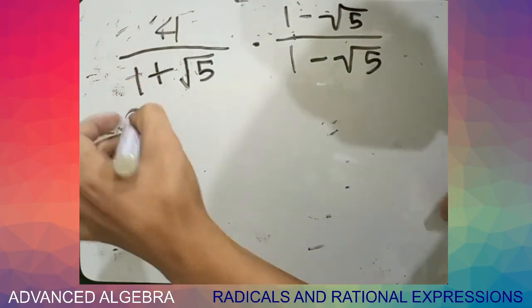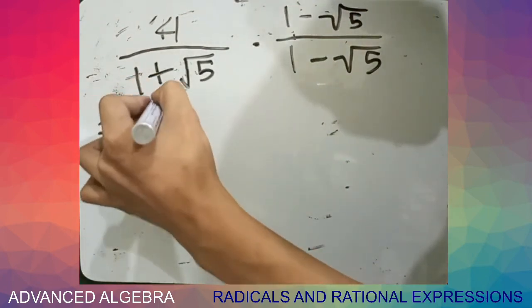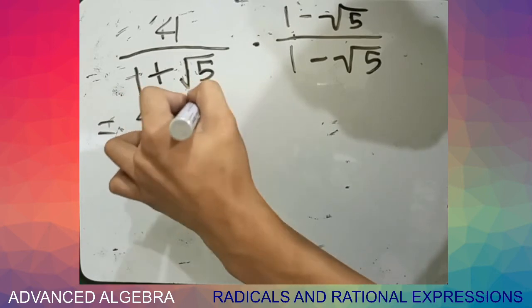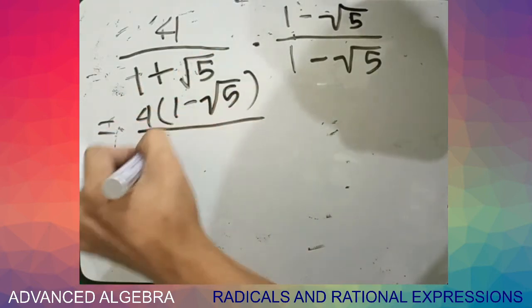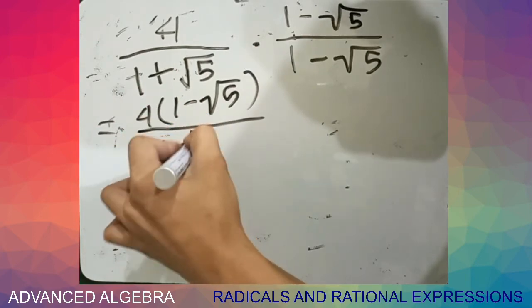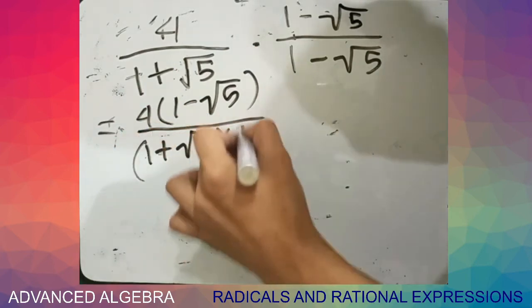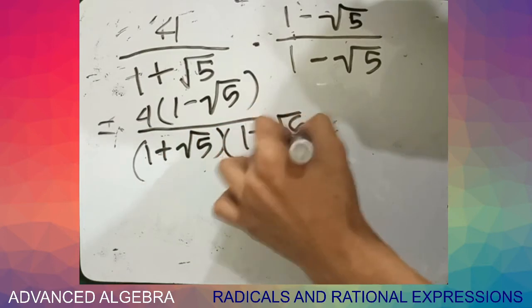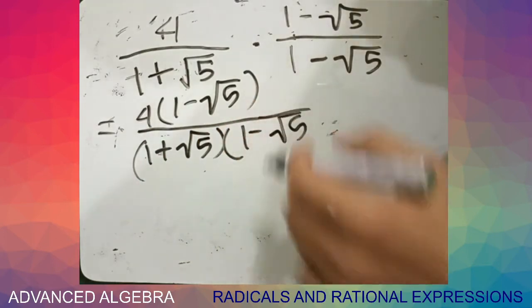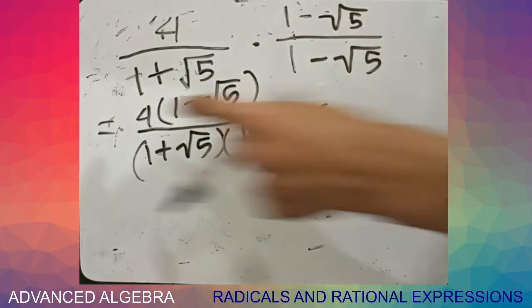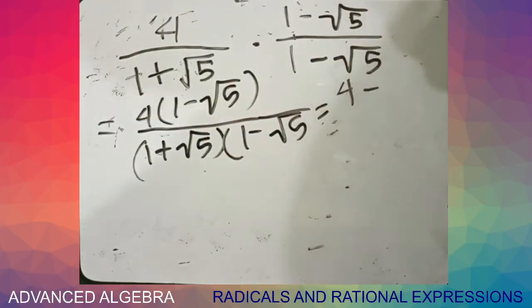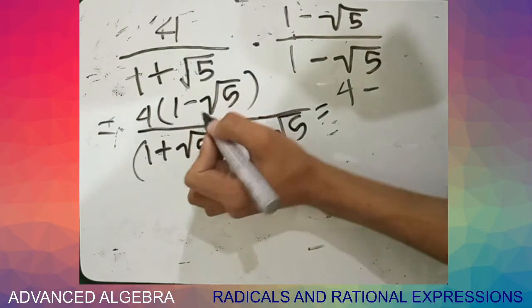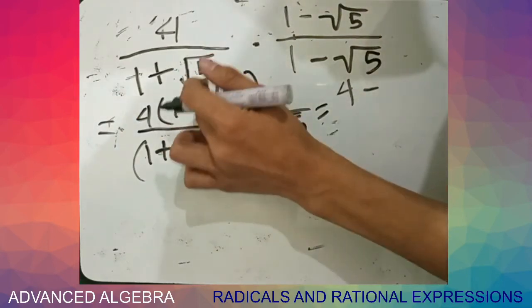So, equals natin. So, 4 times 1 minus the square root of 5 over 1 plus the square root of 5 times 1 minus the square root of 5. Next. Okay, so distribute natin. So, 4 times 1 is 4. Okay, minus. So, meron tayong invisible na 1 dito. So, hindi lang yung pinakita.